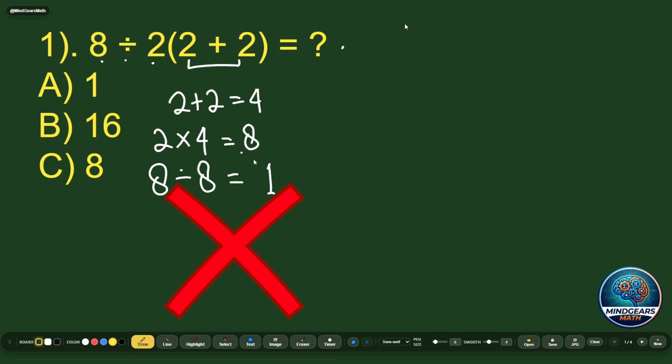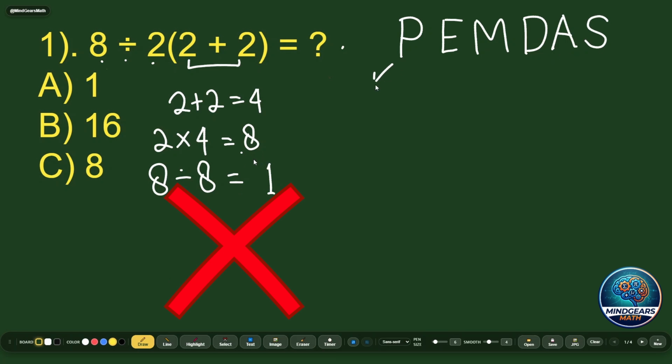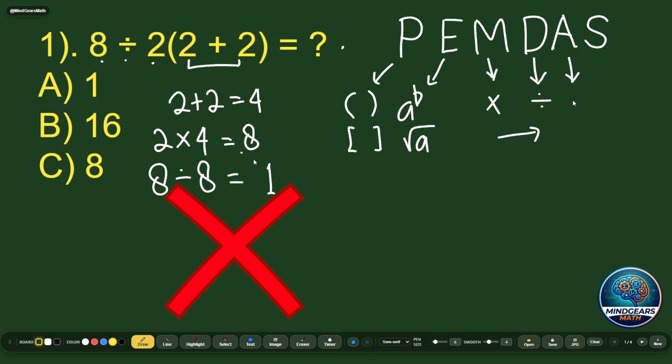To solve these arithmetic operations, we must know the order of operation rule. PEMDAS: parentheses, exponents, multiplication and division with the left to the right rule, and addition, subtraction also left to the right rule.